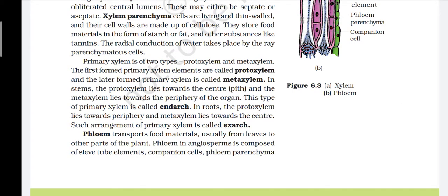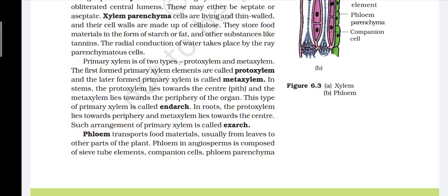Primary xylem is of two types, protoxylem and metaxylem. The first formed primary xylem elements are called protoxylem and the later formed primary xylem is called metaxylem. In stems, the protoxylem lies towards the center, the pith, and the metaxylem lies towards the periphery of the organ. This type of primary xylem is called endarch. In roots, the protoxylem lies towards the periphery and the metaxylem lies towards the center. Such an arrangement of primary xylem is called exarch.